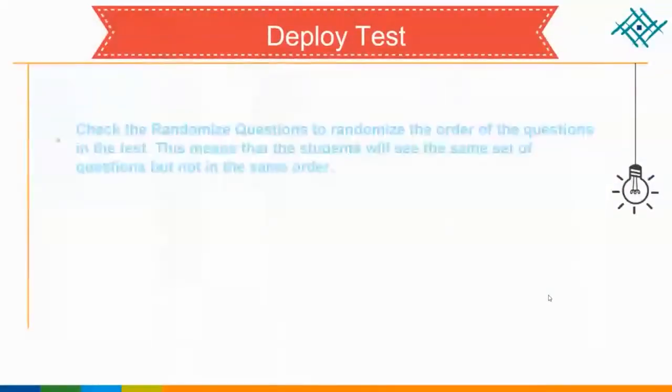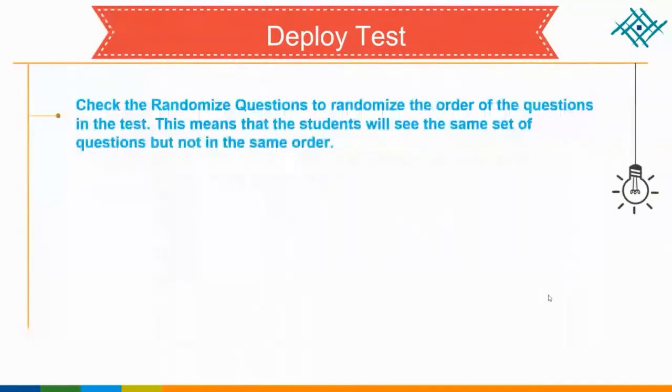And check randomize questions to randomize the order of the questions in the test. This means that students will see the same set of questions but not in the same order. And at the end, you click on submit to submit your test in the content area.